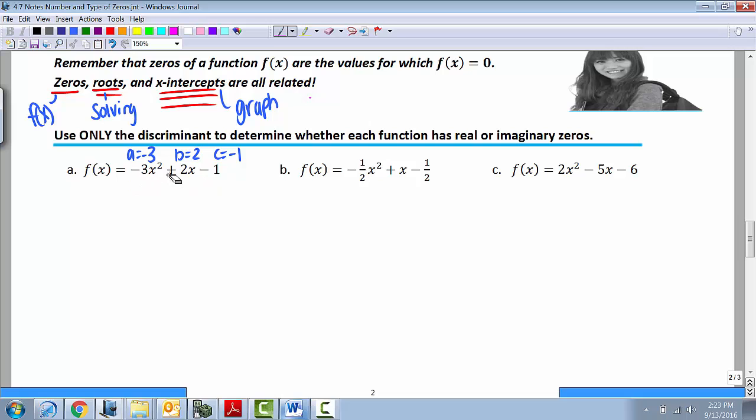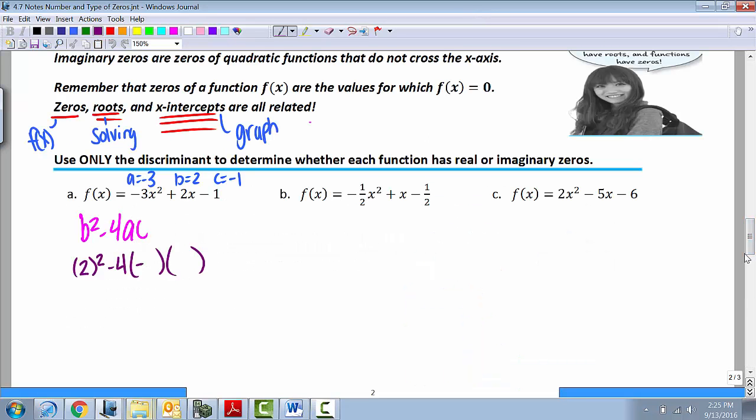Okay, here we go. We know our formula. It is b squared minus 4ac. That's given to you. It'll be given to you on the exam because it's going to be in your interactive notebook. Easy. Again, a is negative 3, so you have to plug it in. What was c? I'm just taking the values and I'm putting them where they belong. What was c? Negative 1.